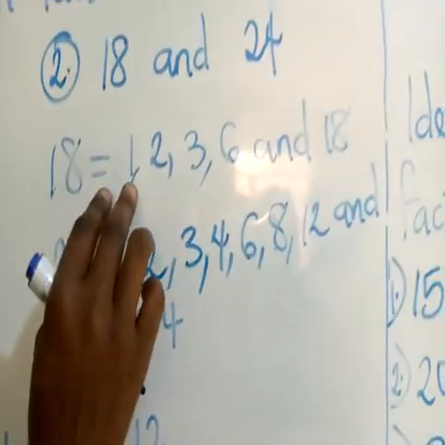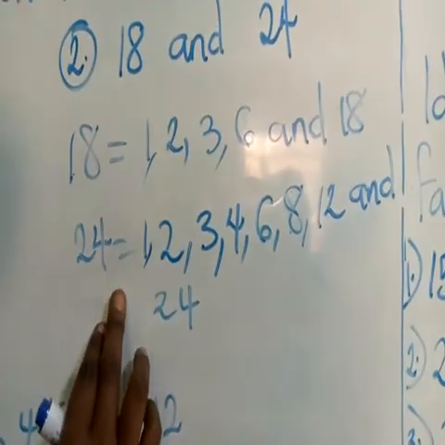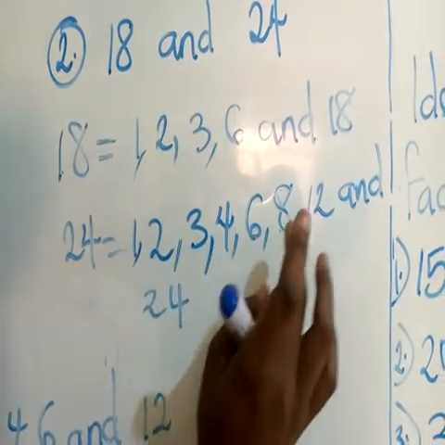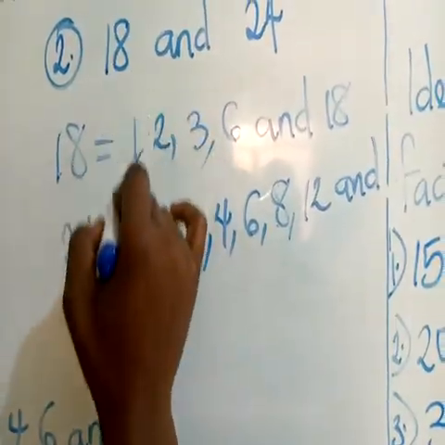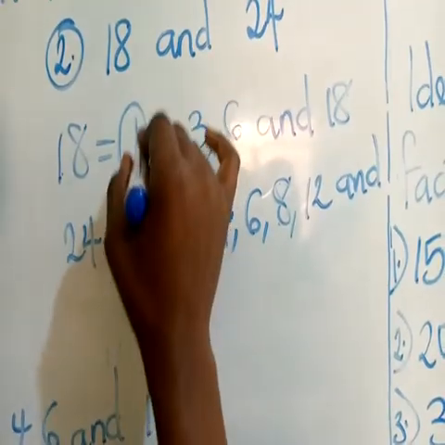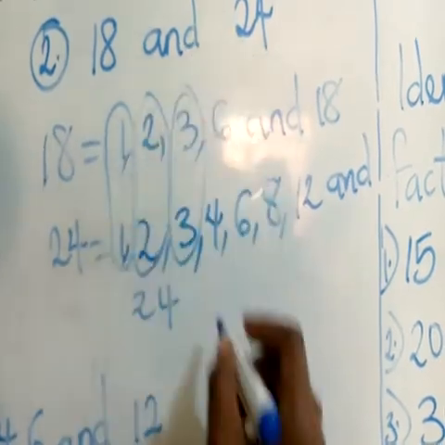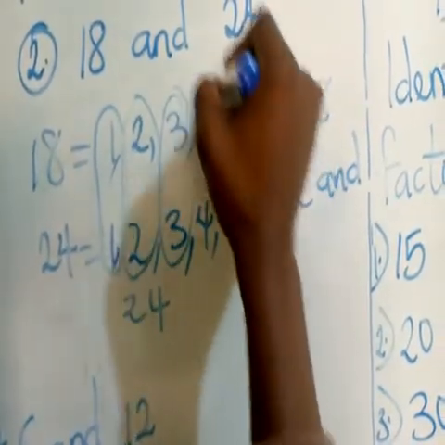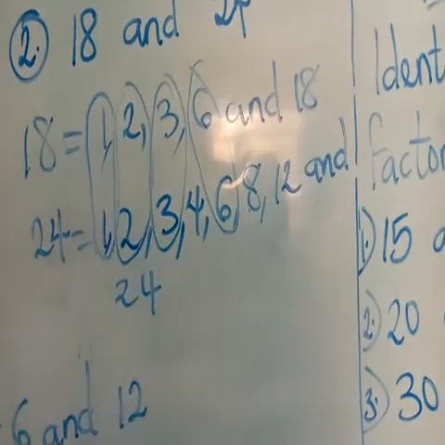For 18, we have 1, 2, 3, 6, and 18. Then for 24, we have 1, 2, 3, 4, 6, 8, 12, and 24. Now let's take the common ones. You circle them together. We're going to write them out. The ones that are the same. We have 3 here and 3 there. We have 6 here and 6 there. If you notice, I skipped 4 because there's no 4 in 18's times table.